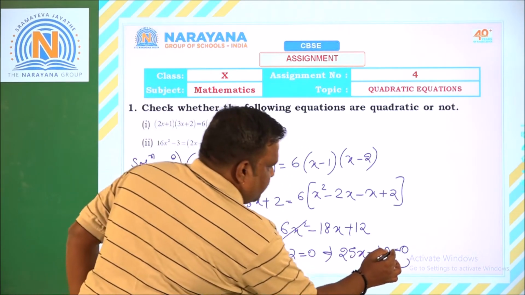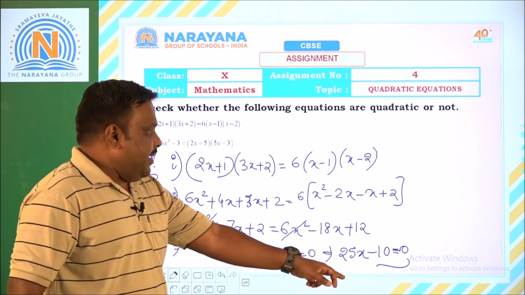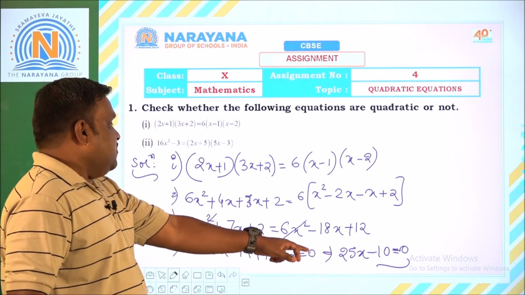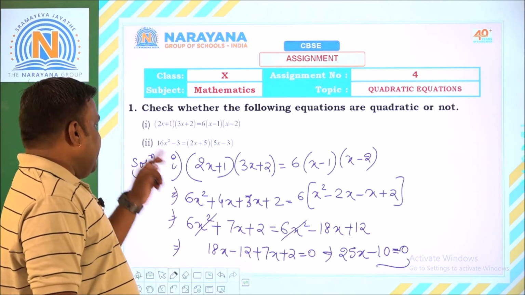So if you observe this properly, here we can see that we don't have an x square term in this. That means since we don't have an x square term, it is not a quadratic equation. Right. Now coming to the second one.